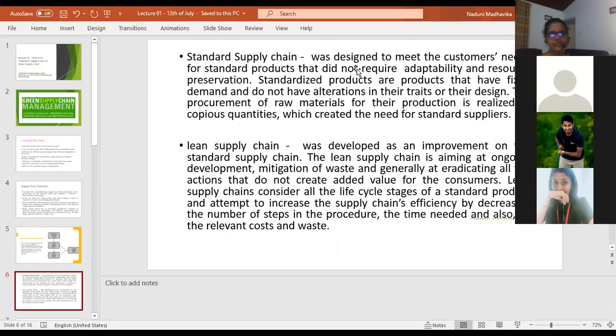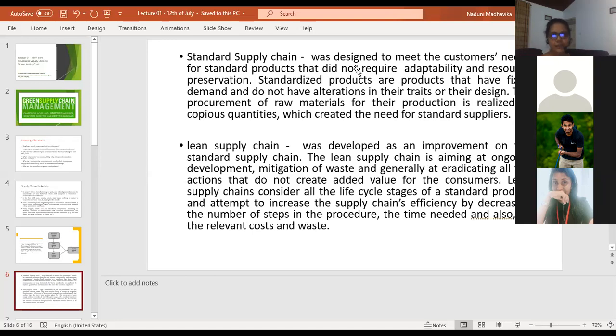Read what is there in the slide. So here it says, standard supply chain was designed to meet the customer needs for standard products that did not require adaptability and resource preservation. So in the standard supply chain, they have not been giving much attention to customized products, and they were not very concerned about preserving the resources.